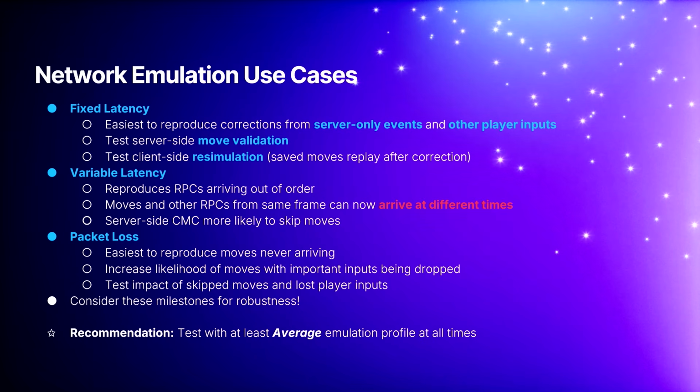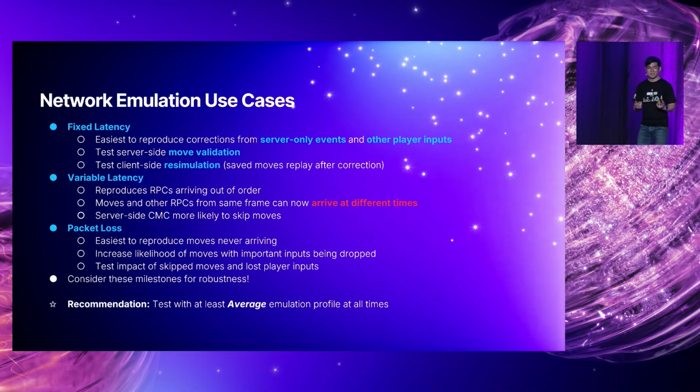For example, if I configure my latency to be 150 milliseconds, and something happens on the server that my client didn't predict, I know that in 150 milliseconds, my client will receive that correction. You can use this to test your correction and resimulation logic. Now, what I mean by resimulation is that when you send a move, let's say I'm walking, by the time that move arrives on the server and the response arrives on the client, time will have passed.